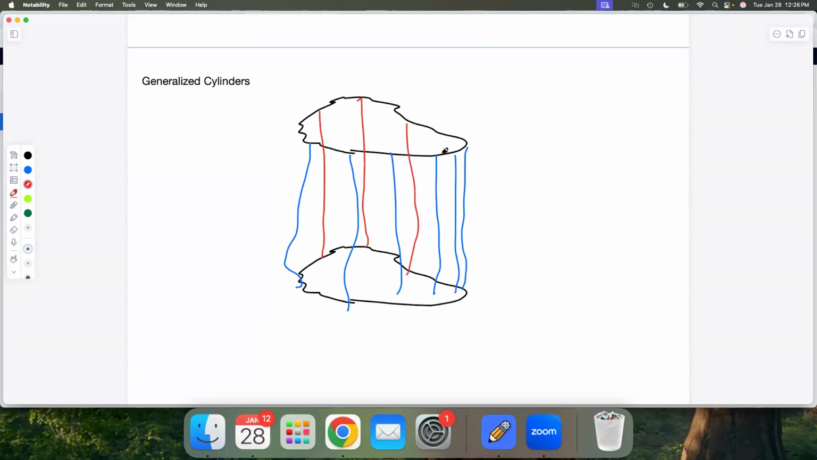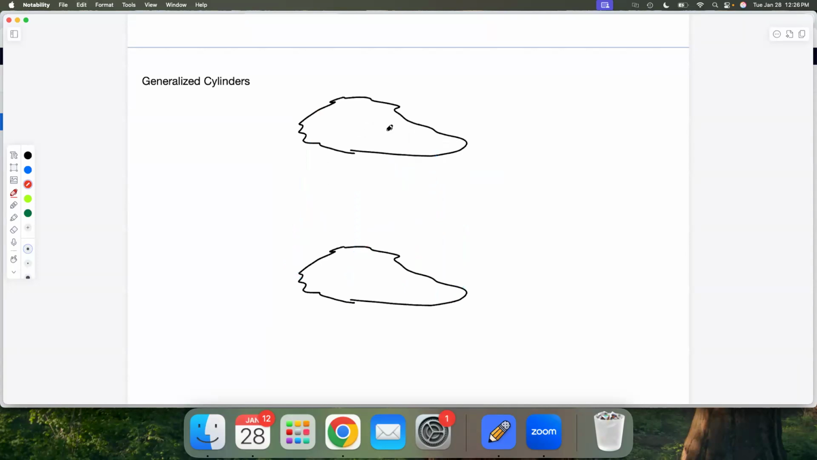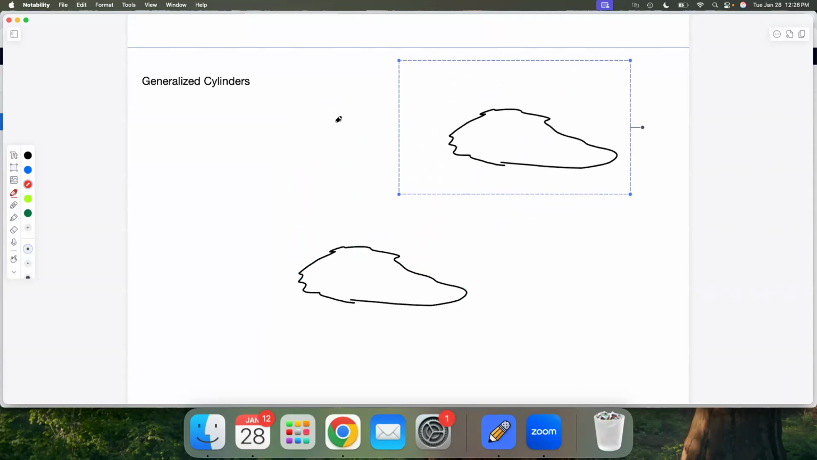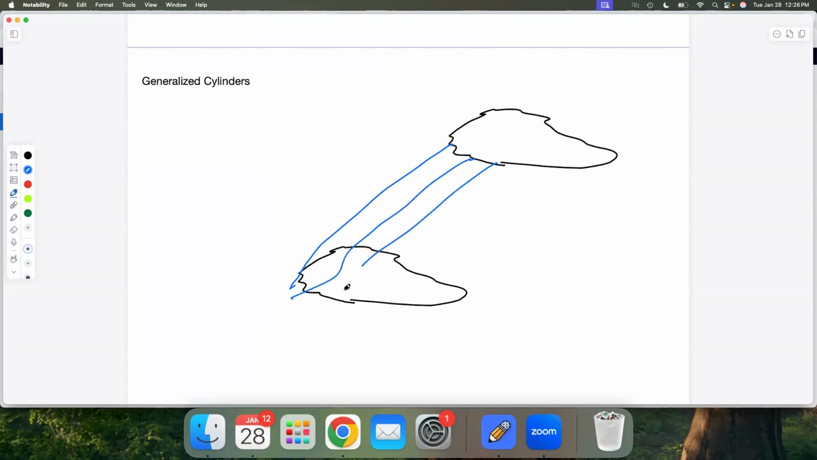This might be what we would call a right cylinder because all of these parallel lines are perpendicular to my original plane, but it doesn't have to be. I could have just as easily taken this shape and moved it over here and connected these two identical shapes through lines that go like this, and so forth.